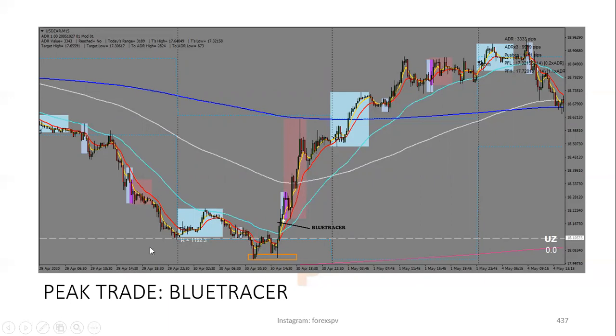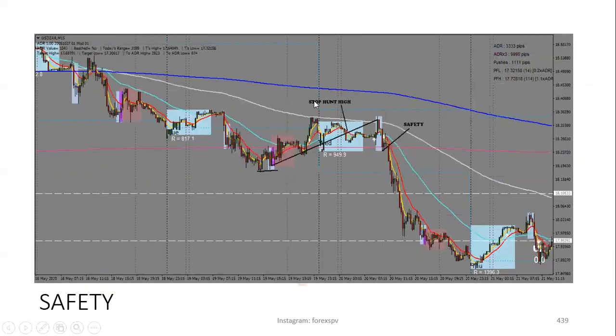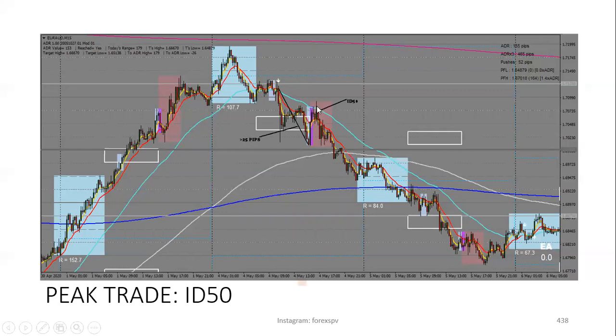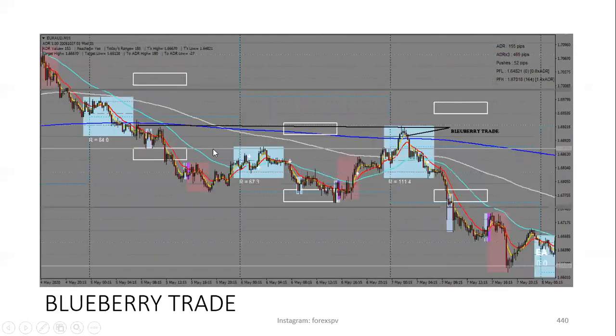So the trades that we learned, we had, this is a peak trade around the blue tracer. Then we had a move up. We have an ID 50 trade. So after 13 and 50 crossover, price moved. And then we had our retest to the 50 EMA, so around the peak formation high. So this is an ID 50 trade. We have a safety trade right here. Stop hunt high, drop. And here we have a blueberry trade, break and a retest. And this retest was around the Asian range, so we wouldn't have taken this.